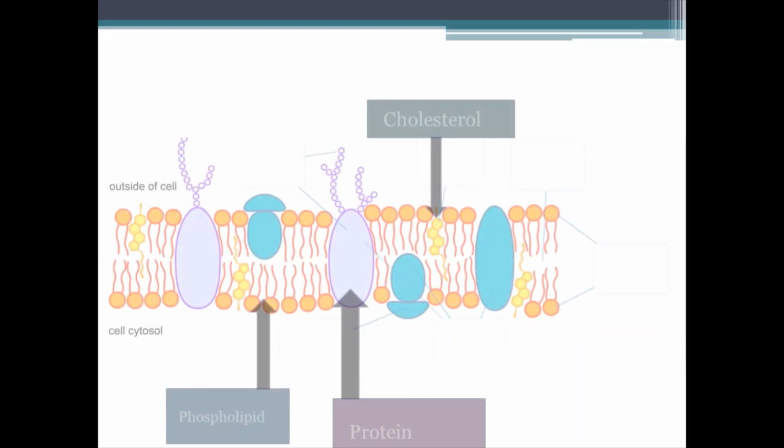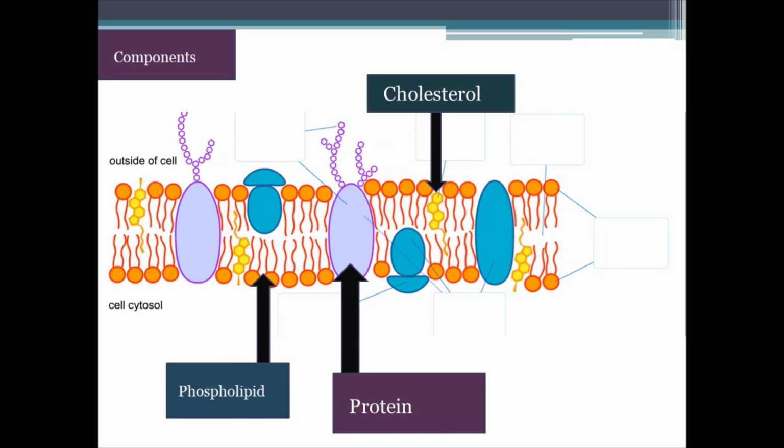For our purpose today, let's say the cell membrane has three basic components: the phospholipid, protein, and cholesterol. All of these are marked in this figure.